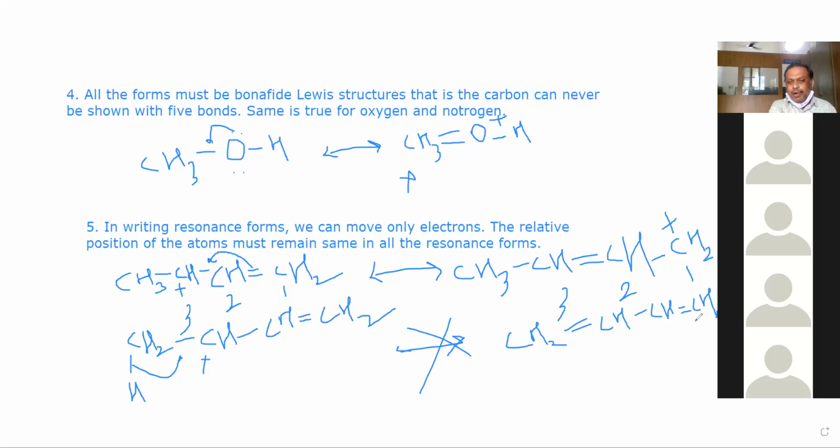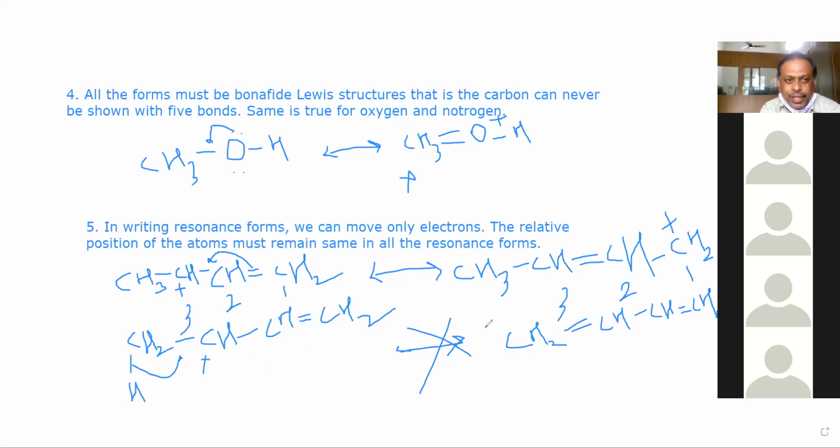त्यामध्ये सेम आहे का resonance form मध्ये? 1 मध्ये काय CH3 आहे and 2 मध्ये काय झाला शेवटचा CH2. This is not the same. Therefore, this is not correct. Writing of the resonance: 1 and 2 resonance forms, but 3 is not written because position of hydrogen atom is changed. This is about the rule number 5.